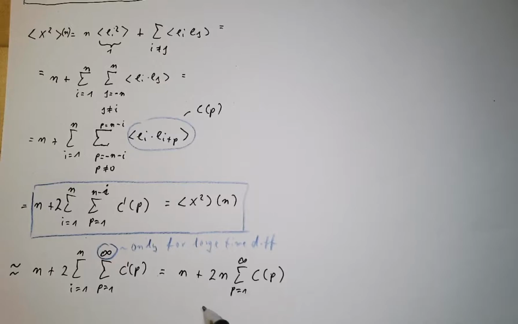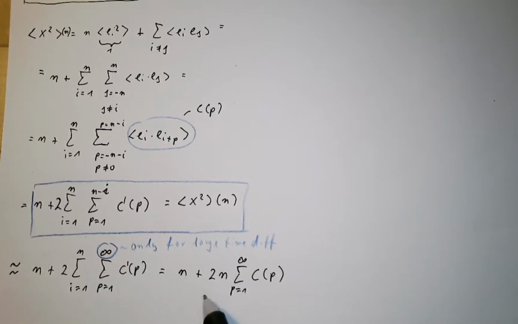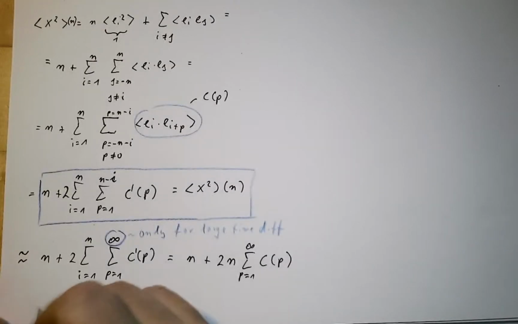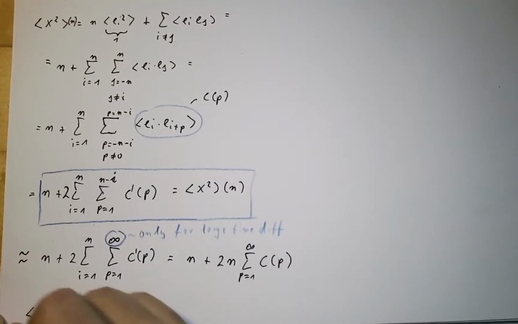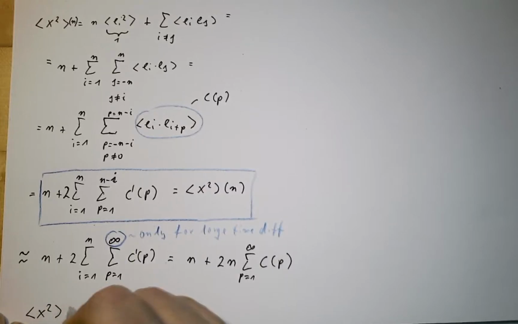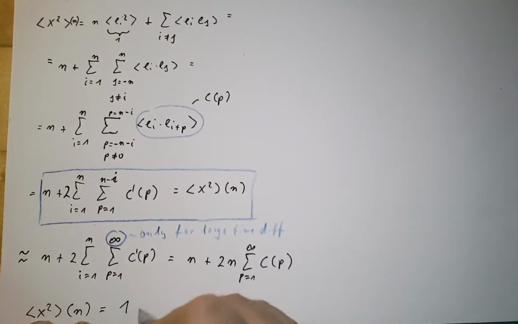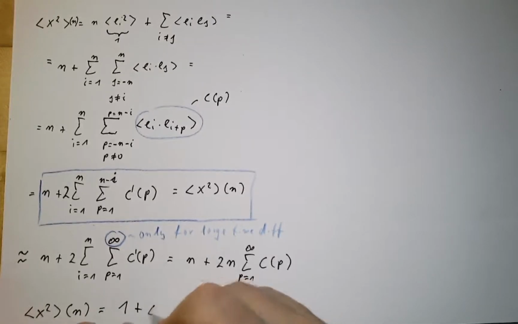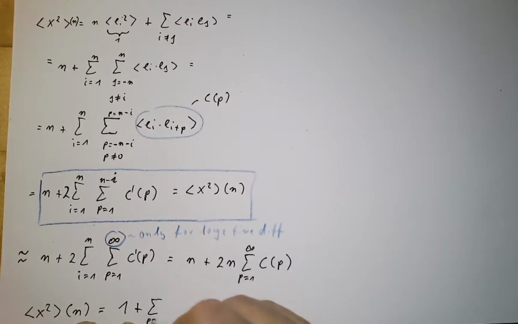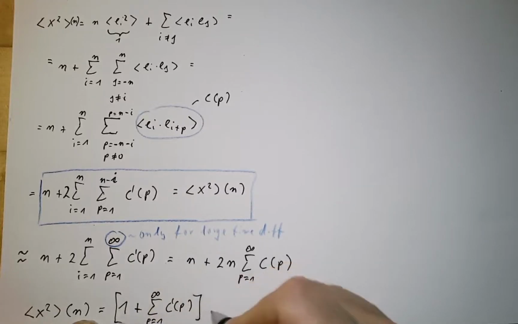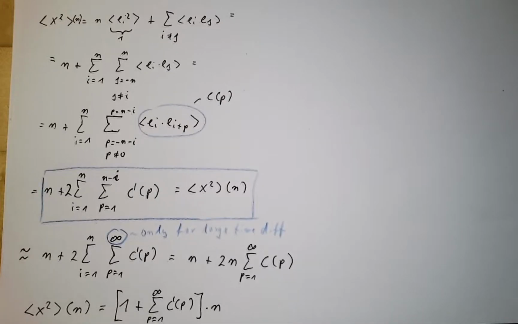But basically you also see we are in a diffusive behavior, because the second moment as a function of n now can be written as 1 plus this correlation sum p equal 1 to infinity over this times n.